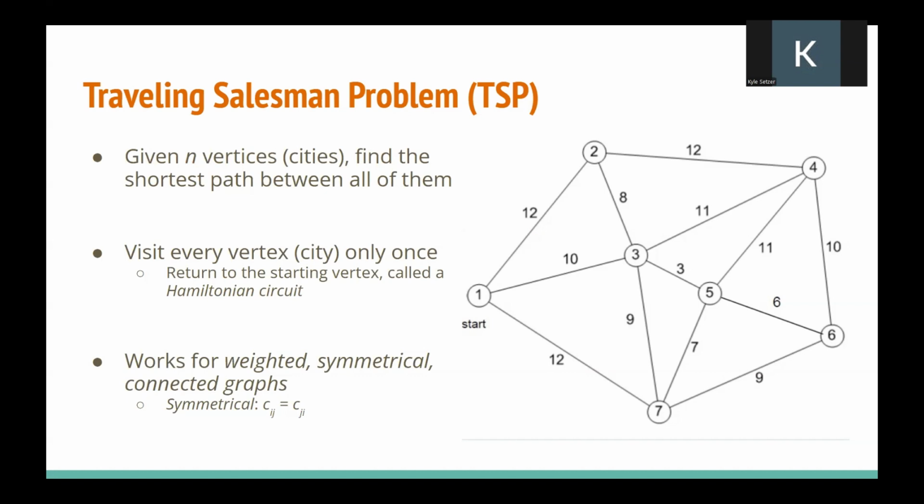This only works here for weighted, symmetrical, and connected graphs. Symmetrical in this case means the cost to go from vertex i to vertex j is the same as going from vertex j to vertex i. We can see on the right side, going from 1 to 2 has a weight of 12, and going from 2 to 1 has a weight or cost of 12 as well. So this is indeed a symmetrical graph.